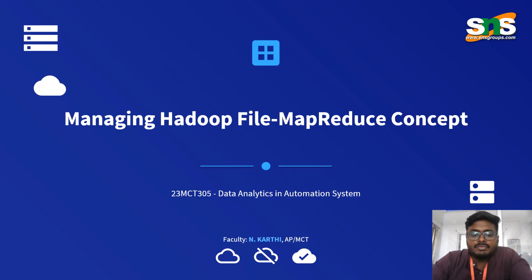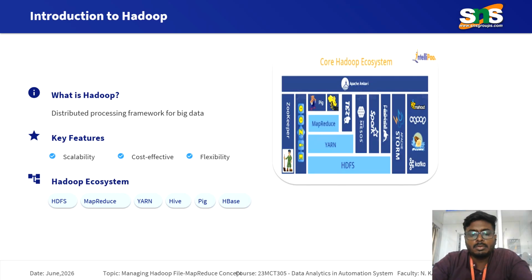By the end of this lecture, you should be able to explain how large-scale data is processed in a distributed environment. Before we get to MapReduce, let's quickly set the context. Hadoop is an open source distributed processing framework designed to handle massive volumes of data, what we call big data. What makes it powerful? Three things. Scalability, you can add more machines as data grows. Cost effectiveness, it runs on commodity hardware. And flexibility, it handles structured, semi-structured, and unstructured data.